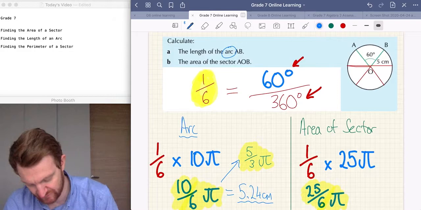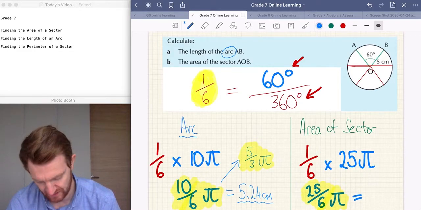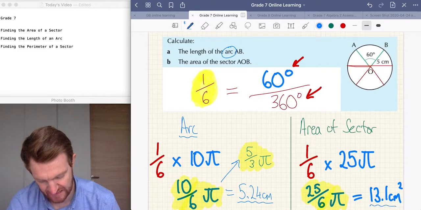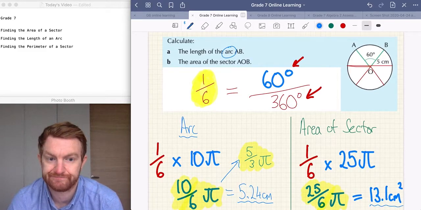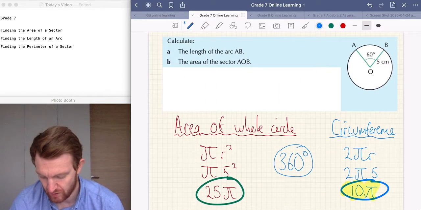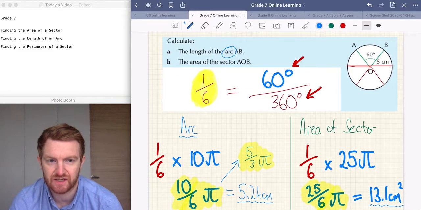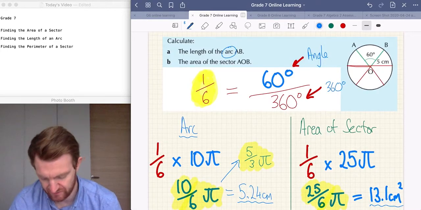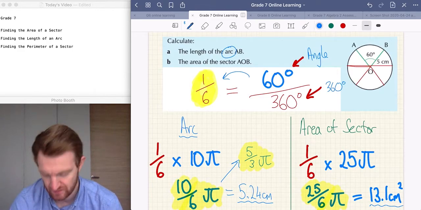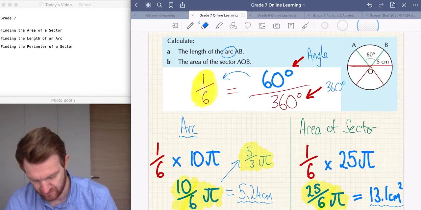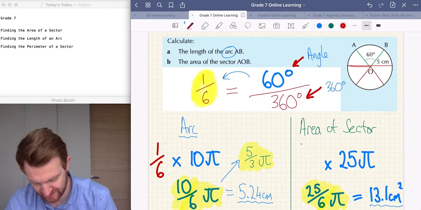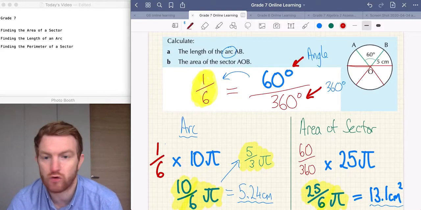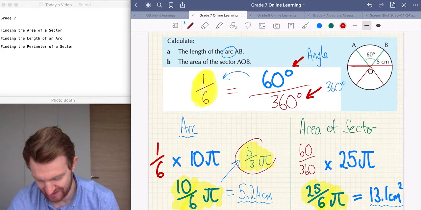But if you did want to write it as a decimal, you can do that on the calculator, and that will give you 13.1 centimeters squared. But it's better, if you can, to leave it in terms of pi. So, whole circle is 360 degrees. How much of the circle do you have? You put the angle on the top, you put 360 degrees on the bottom, and then you simplify it if you can. Sometimes you won't be able to, and then you multiply that number. Just as a quick extra point here, if we left it as 60/360 and we hadn't simplified it, we still would have got the same answer. So you don't need to simplify unless you're doing it at the end.